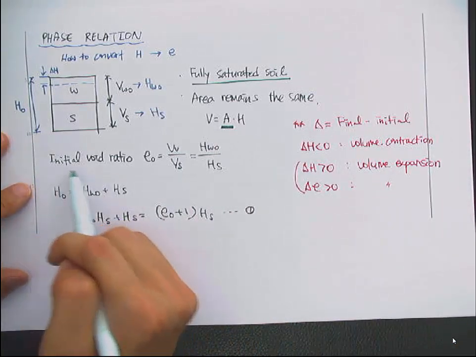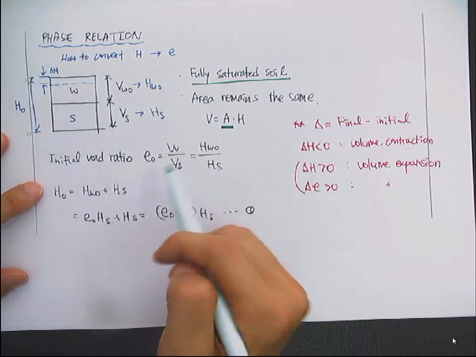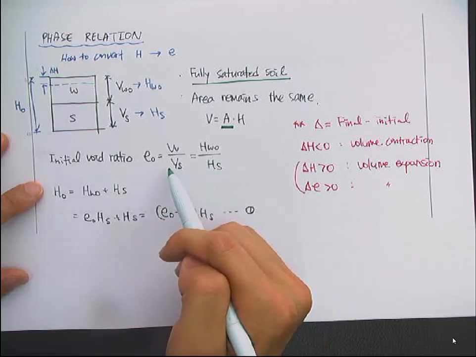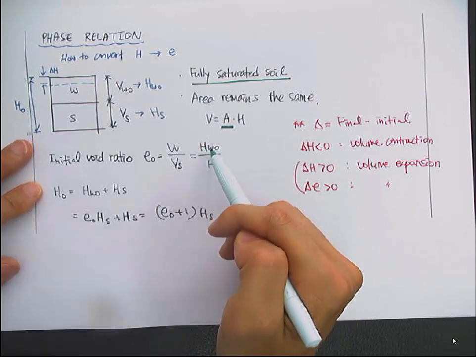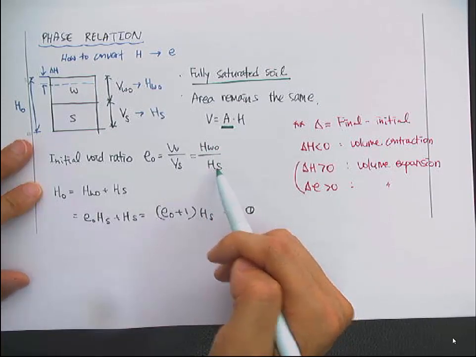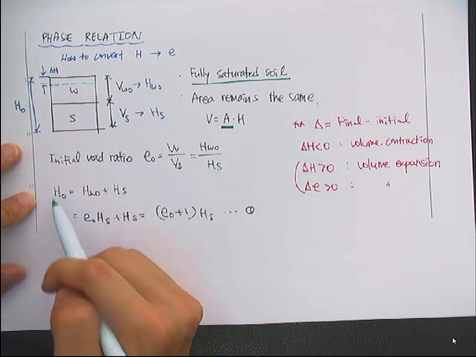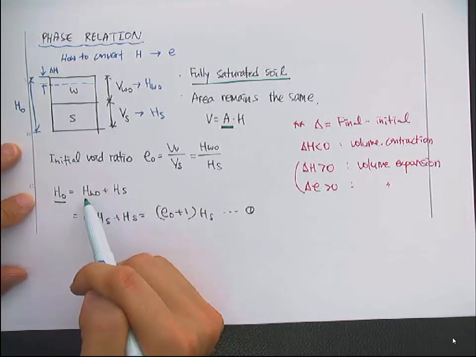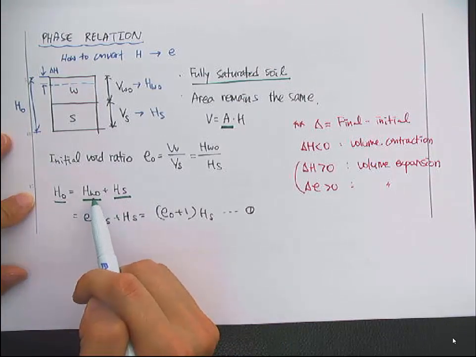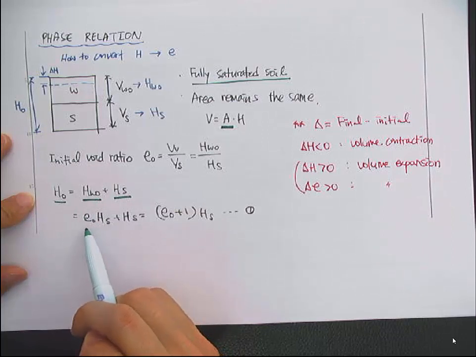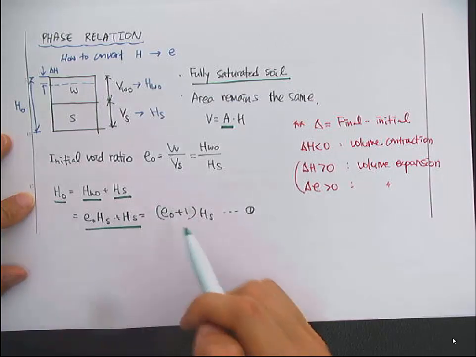So initial void ratio, the definition of the void ratio is volume of void over the volume of solid. So this is the E naught. And if we convert it to the H, the height of each phase, the height of water and the height of solid, these two values will give you the initial void ratio. And H naught is the total height. Total height is the sum of the water height and the solid height. And here, HW naught, the water height, can be converted to the function of the void ratio and the solid height. So we get this equation.